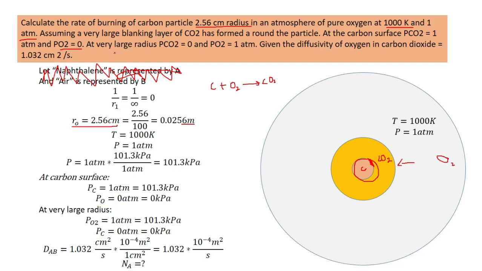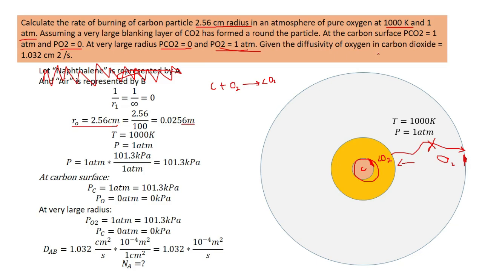At a very large radius, as if you reach infinite radius, let's say r1 is infinity, so 1 over infinity will become 0. When you reach infinite radius, CO2 can't reach that point, so the partial pressure of CO2 is 0, while the partial pressure of oxygen there, because this whole volume is filled with oxygen, is 1 atm.